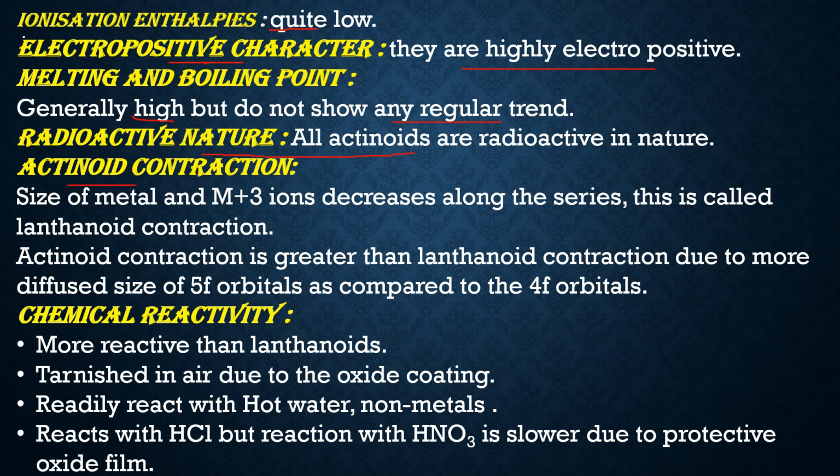Next is actinoid contraction. In a similar way, the decrease in size in the actinoid series of metal and M+3 ion is termed actinoid contraction. The reason is the same as lanthanoid contraction, that is the diffuse shape of the 5f orbital. One more thing: actinoid contraction is greater than lanthanoid contraction because 5f orbitals are more diffused as compared to 4f orbitals.